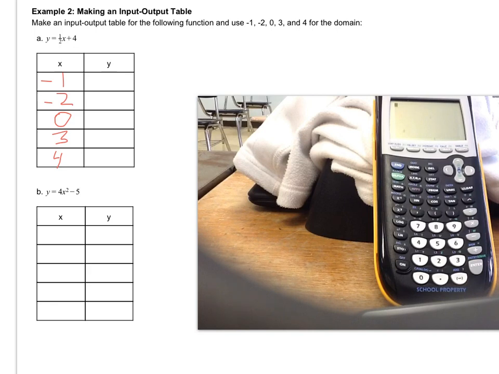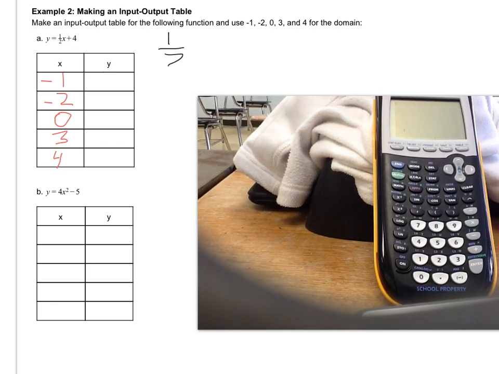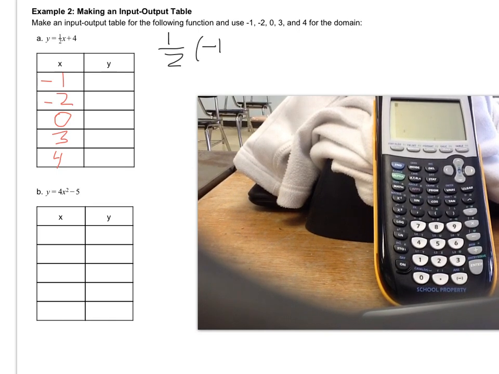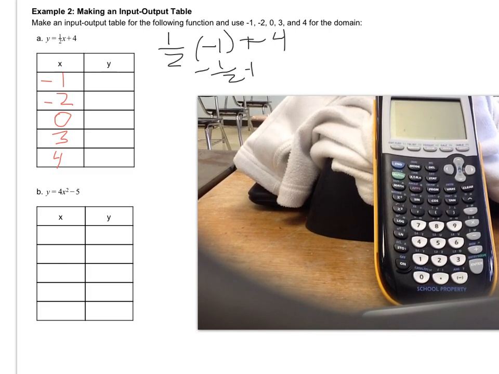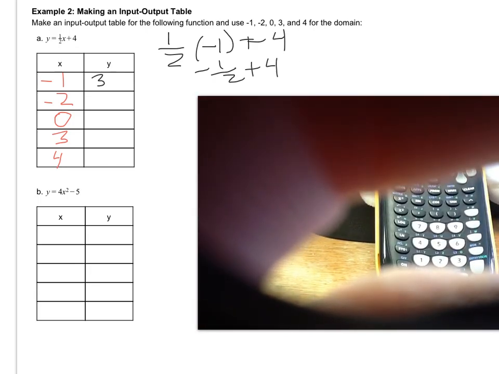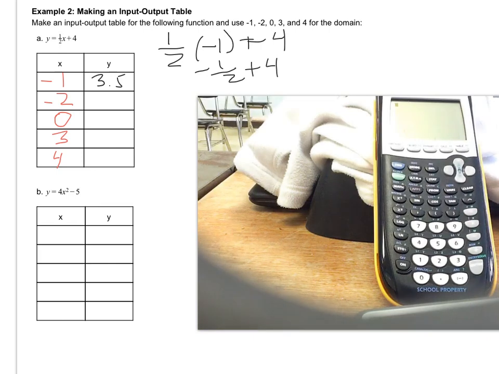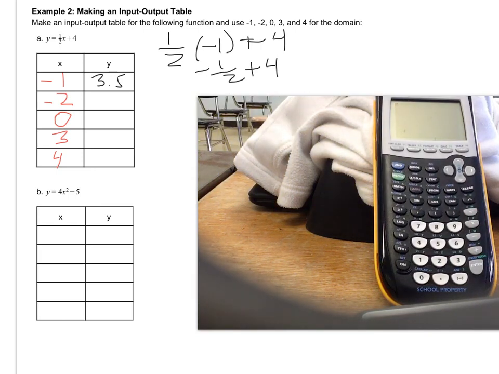So we're going to plug the -1 in for x, and we can do that by hand. We can take 1/2 times -1 plus 4. -1 times 1/2 will give us -1/2 plus 4. And -1/2 plus 4 is 3.5, so that would be our y value. Now the calculator can help us make that a little bit easier on ourselves.